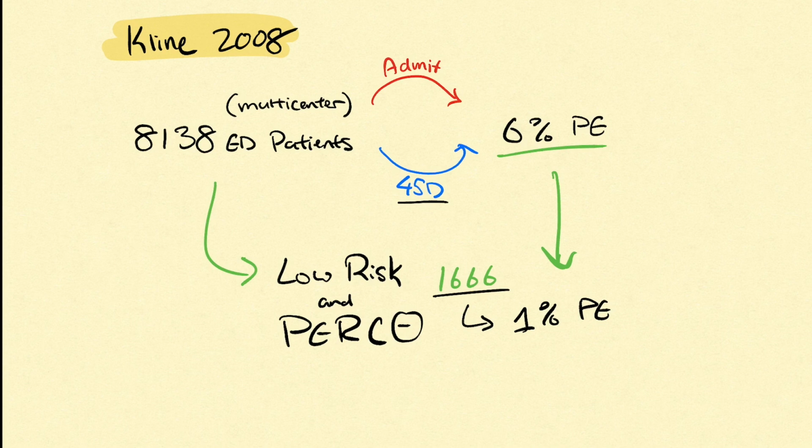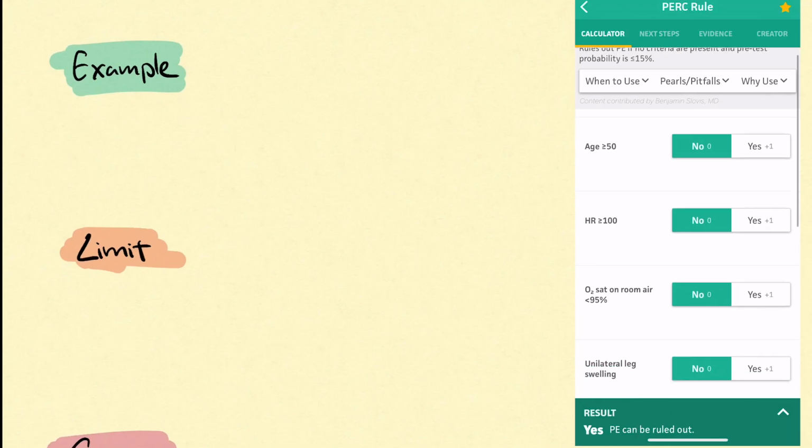And again, this is not perfect. This is not 0%. But the idea is that if we can get at or below 1%, this is below the test threshold where it is not even warranted for additional testing. So now let's take a look at how we use this.